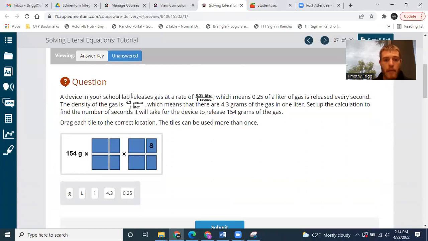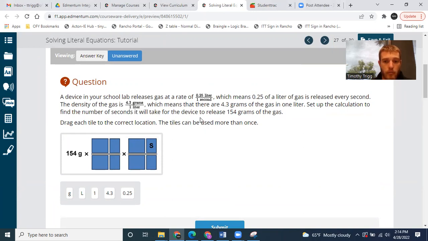A device in your school lab releases gas at a rate of 0.25 liters per second, which means 0.25 of a liter of gas is released every second. The density of the gas is 4.3 grams per liter, which means that there are 4.3 grams of the gas in 1 liter. Set up the calculation to find the number of seconds it'll take for the device to release 154 grams of the gas.